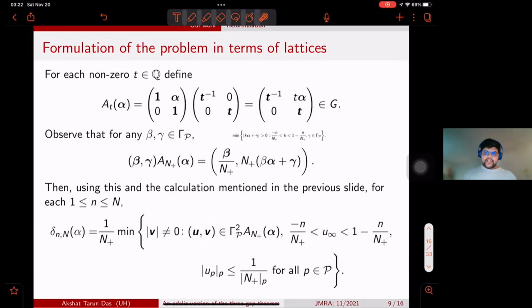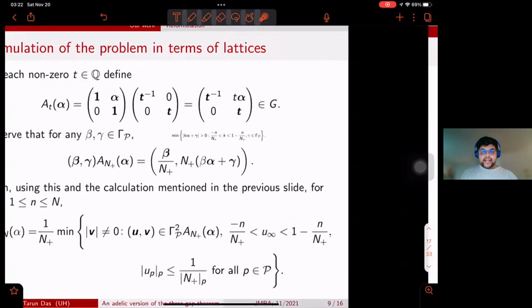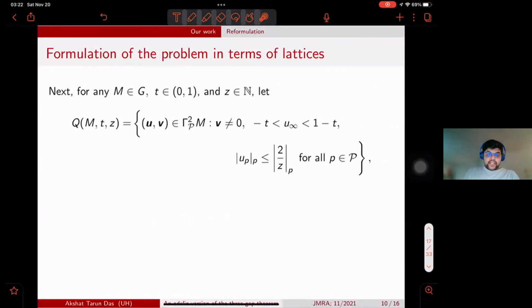But let's try to generalize things a bit, because it's dependent on n⁺ and α. There are these particular restrictions here on how this strip should look. So in general, for any lattice M and real number t between 0 and 1, we generalize the restrictions for the lattice vectors and define Q(M,t,z) that we have over here. This is basically the collection of all the lattice vectors that satisfy these restrictions. So we have these restrictions on the first component, and this basically means that we are looking in a strip of length 1 between minus t and 1 minus t. So now this gives us a collection of lattice points.